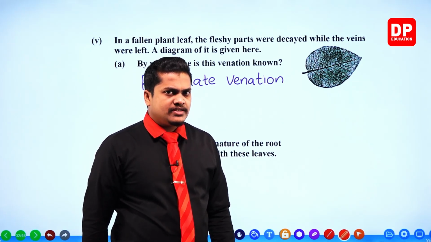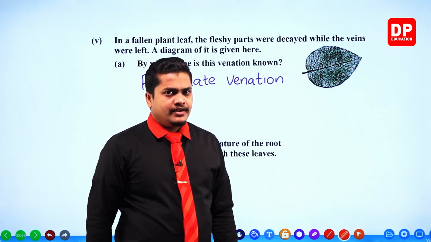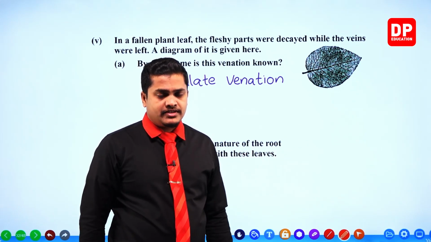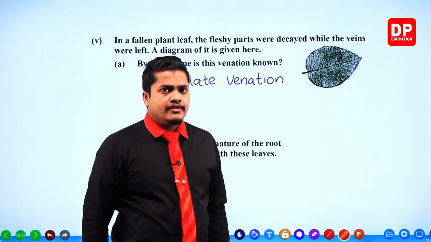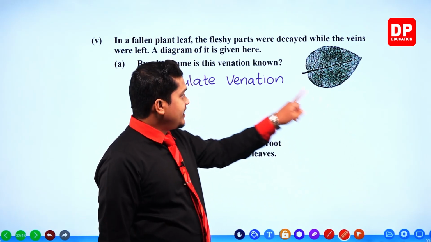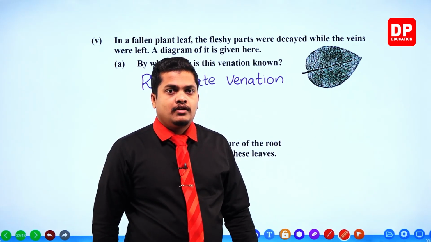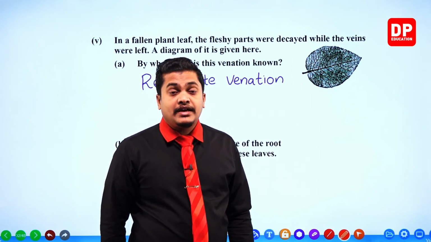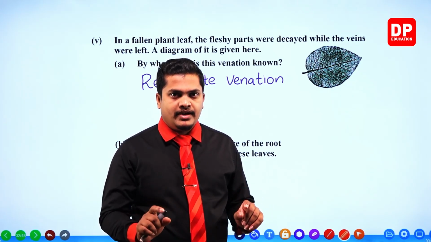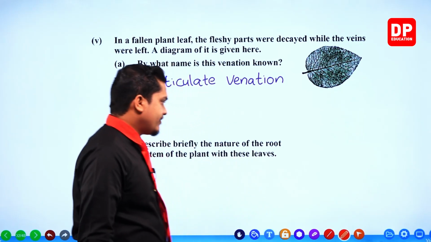If you take the root system, my dear children, it is somewhat different. There are actually two different kinds of root system. One is the fibrous root system and the other is the taproot system with lateral roots. Plants that have reticulate venation have a taproot system. So they have a taproot, or a main root, with lateral roots. Okay, so we can write the answer.